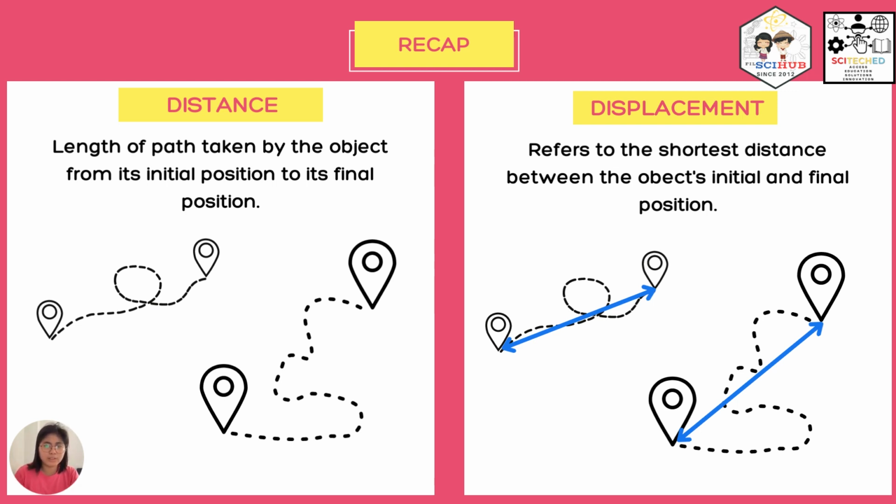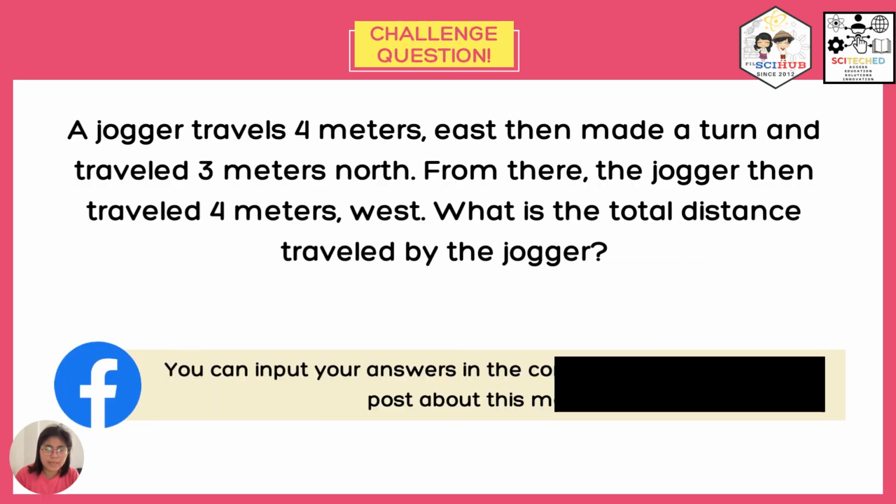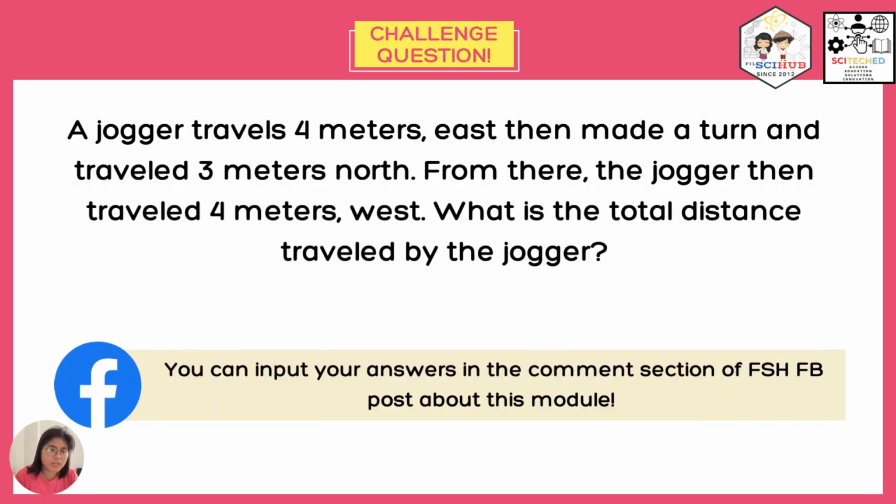All right. So with that, we have this challenge question. So a jogger travels 4 meters east, then made a turn and traveled 3 meters north. From there, the jogger then traveled 4 meters west. What is the total distance traveled by the jogger?